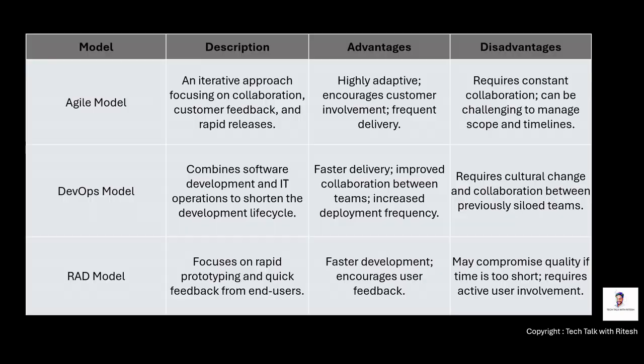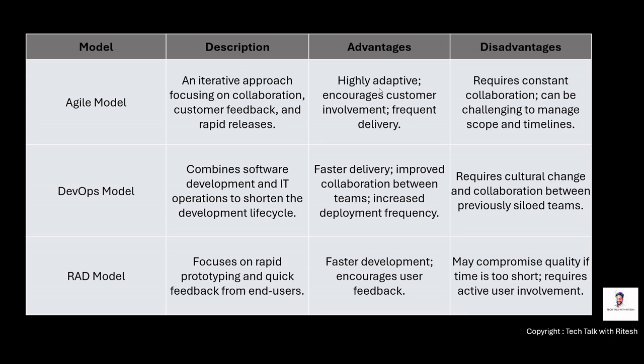Let's see the summary of agile models. So we covered the agile model, DevOps model, and RAD model. The agile model is an iterative approach focusing on collaboration, customer feedback, and rapid releases. So it's iterative in nature, right? We covered Scrum and Kanban. We can create sprints, etc. Right? The DevOps model combines software development and IT operations to shorten the development lifecycle, and the RAD model focuses on rapid prototyping, small features, and quick feedback from end users.